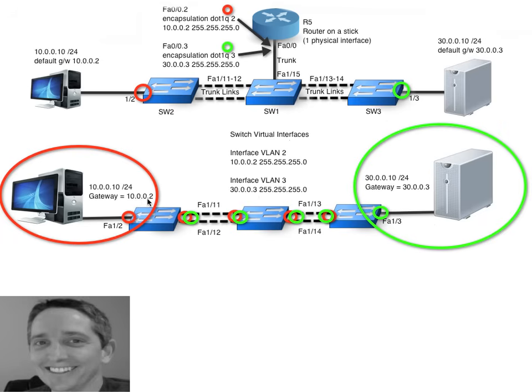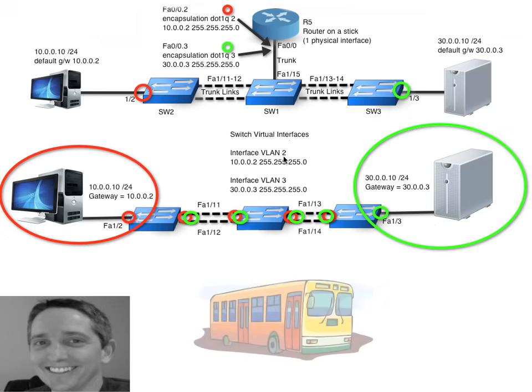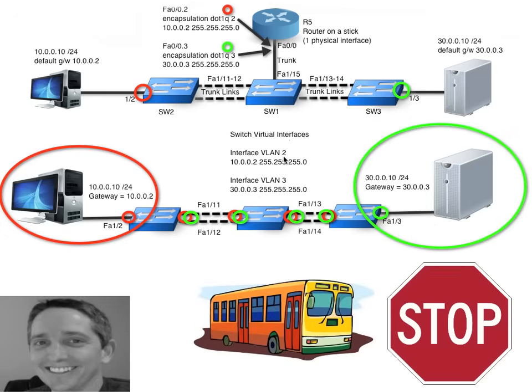So we're going to do it very much like we did on this router, except we're going to do it on the switch itself. Instead of saying interface FA0/0.2 or 0/0.3, we're just going to go into global configuration mode and say interface VLAN 2. Let's stop the bus right there for a moment.